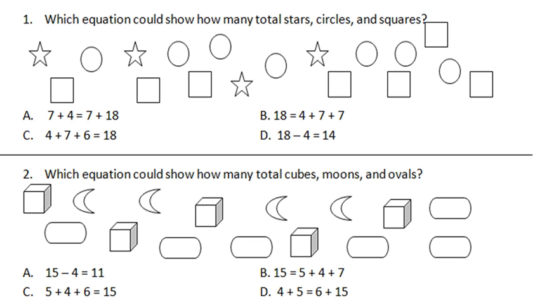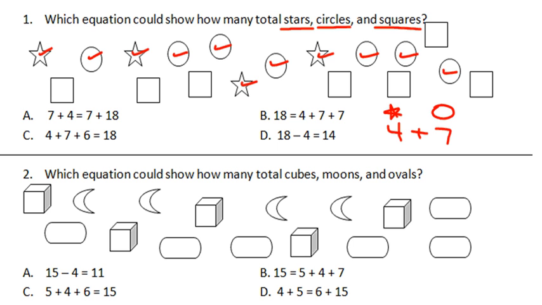Which equation could show how many total stars, circles, and squares? Well, we're adding three things here. Our add-ins will be stars, circles, and squares. So first let's count how many stars we have. That's 1, 2, 3, 4. Then we're adding the total of circles, which is 1, 2, 3, 4, 5, 6, 7. And then we're adding the total number of squares. 1, 2, 3, 4, 5, 6, 7 more.